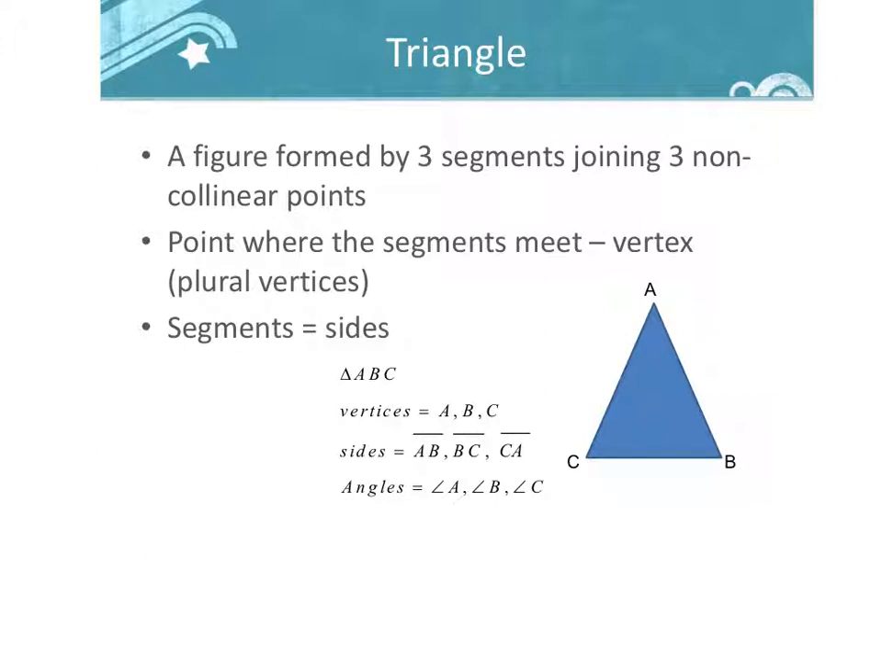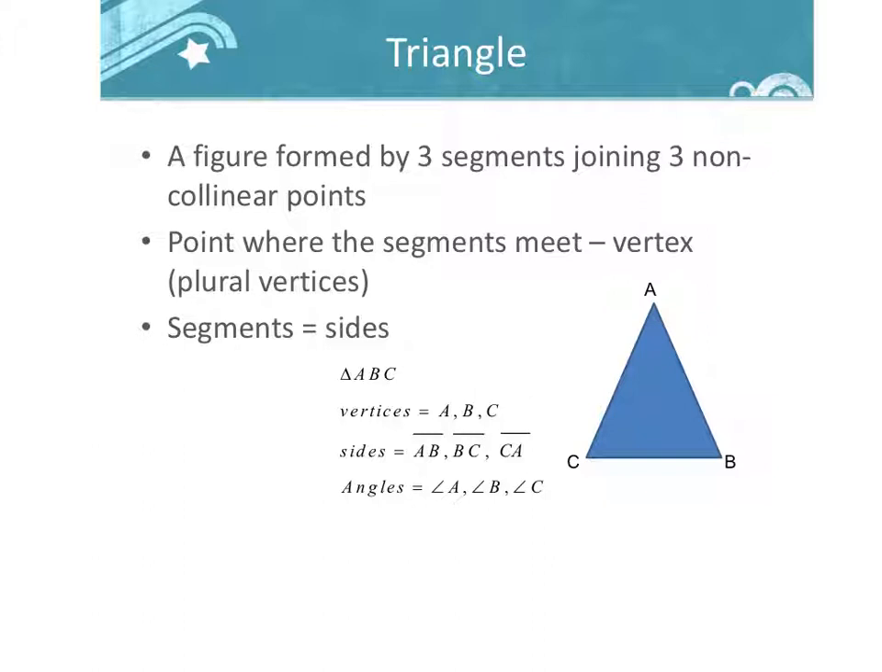So here is what a triangle is. It's a figure formed by 3 segments joining 3 non-collinear points. The point where the segments meet is called the vertex. Plural of vertex is vertices. Sides are made up of segments.